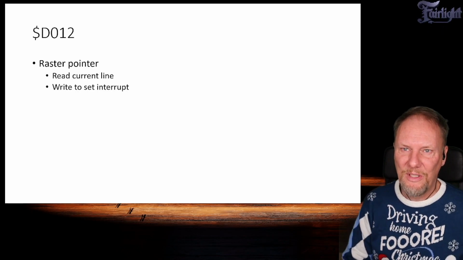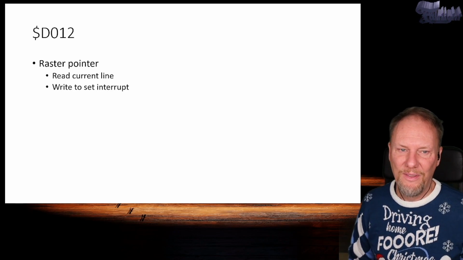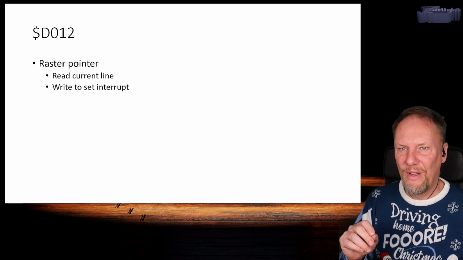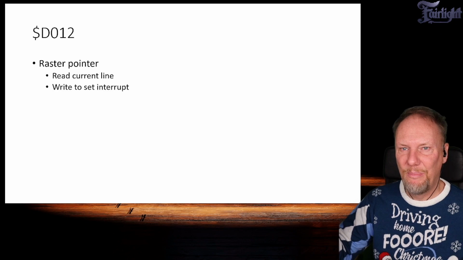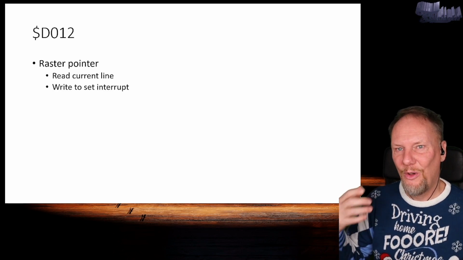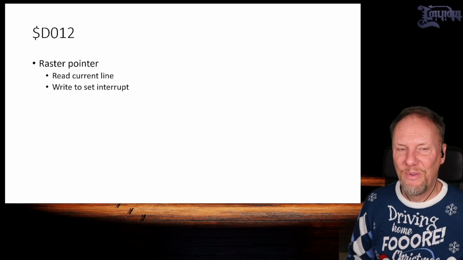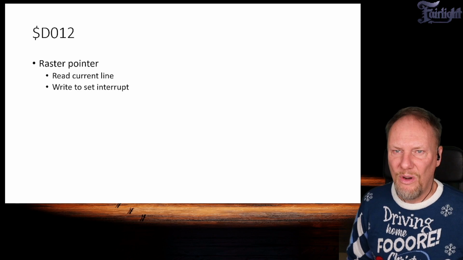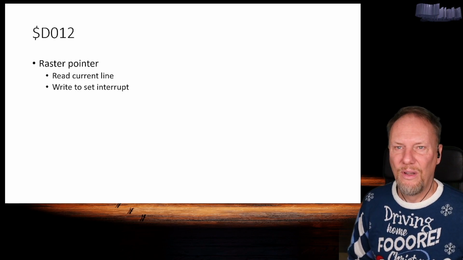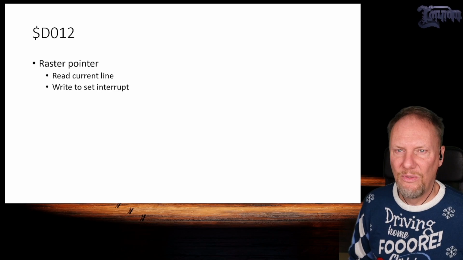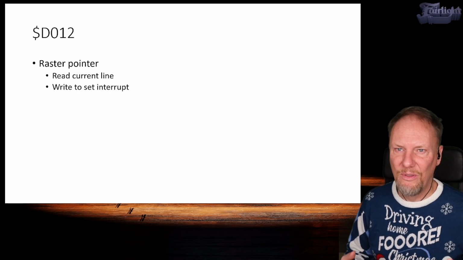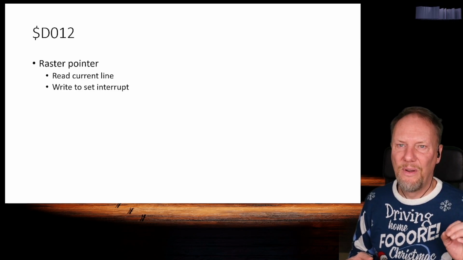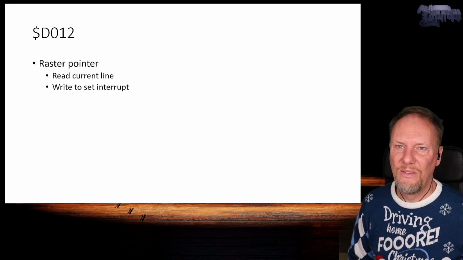Okay, one of the absolute key registers is D012. That is the raster pointer. When you read it, you are reading the current line that the beam is painting for you, which line on the paper the dot matrix printer is printing. And when you write to it, you are setting the value where you want a raster interrupt to trigger. You need to do a little bit more to set the raster interrupt, but in order to determine where you want it to happen, you need to set D012.